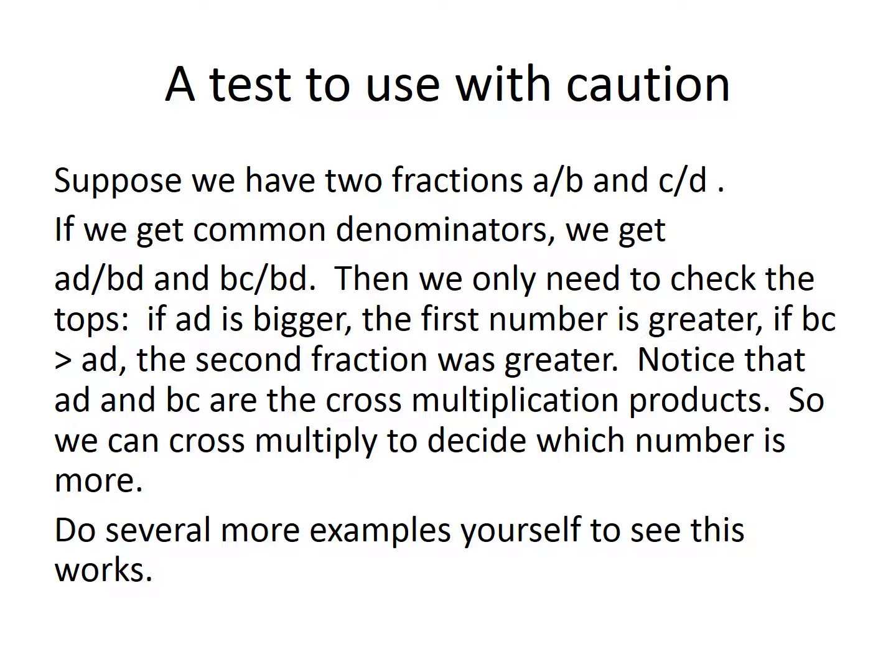Now that they have the same denominator, I only need to check the numerators to see which one is bigger. If AD is bigger, the first number is greater. If BC is bigger, the second fraction is greater. Notice that AD and BC are exactly those cross multiplication products, right? The numerator on the left times the denominator on the right. The denominator on the left times the numerator over the right.